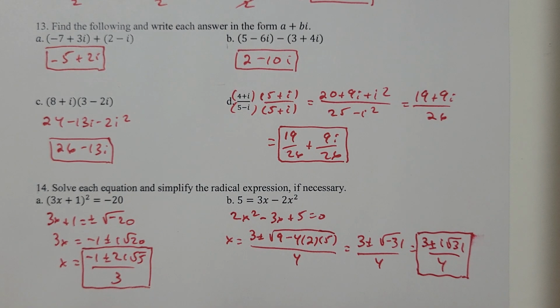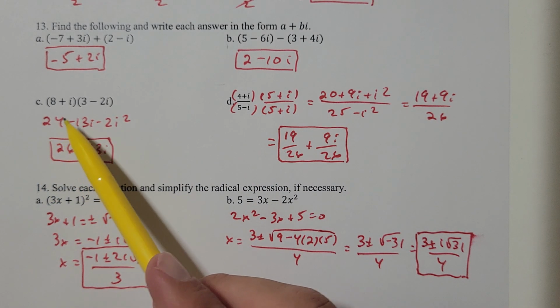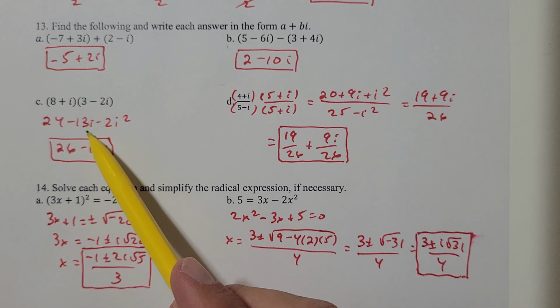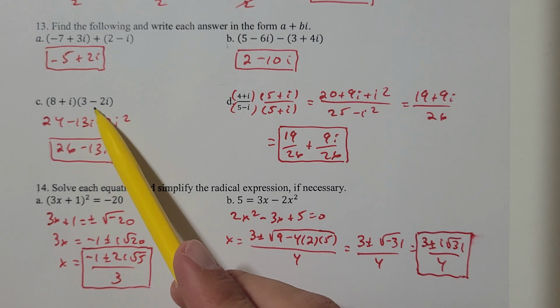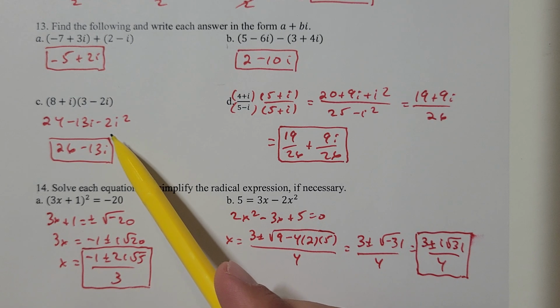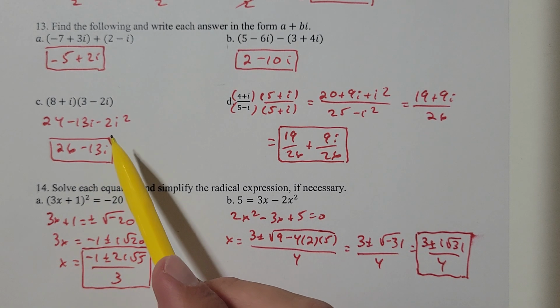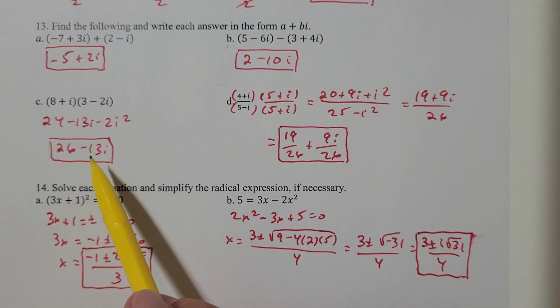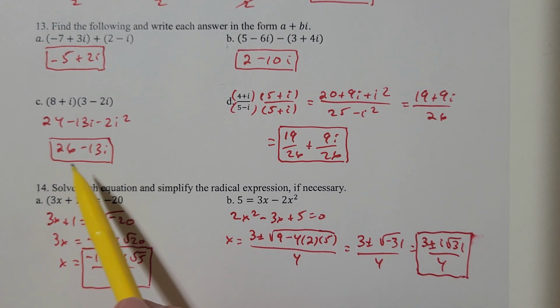Part C, I got 8 plus i times 3 minus 2i. Well, the natural thing to want to do there is to FOIL this out. So 8 times 3 is 24. Negative 16i plus 3i is negative 13i in the middle. And then i times negative 2i is negative 2i squared. Now, i squared is the same thing as negative 1. So really at the end, I'm adding 2. So 2 plus 24, that's 26, minus 13i. 26 minus 13i, that's my answer.